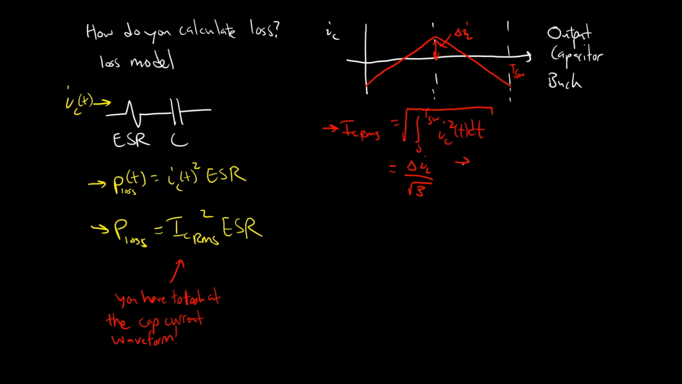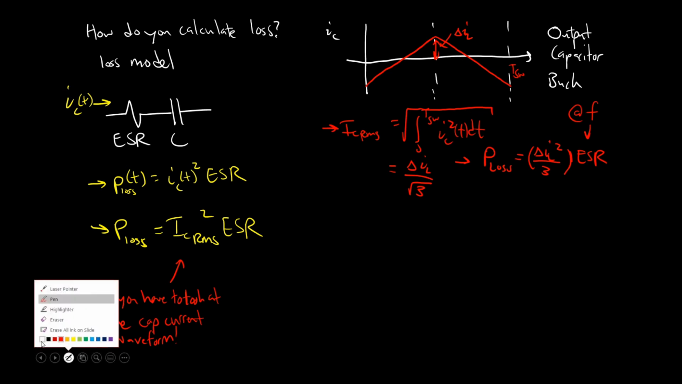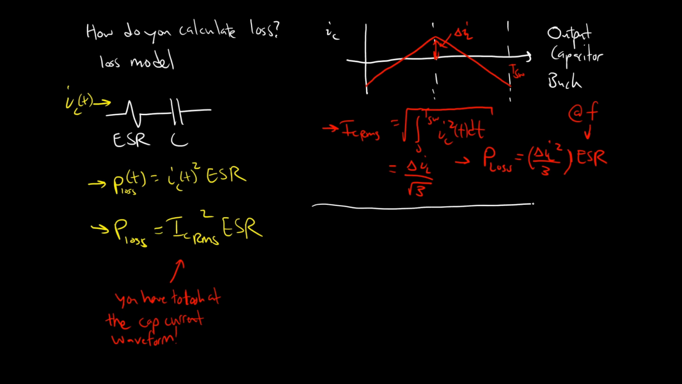And as a result, the P loss for this capacitor in this context, this model, is delta IL squared over 3, right? I just squared both things, times ESR. And you can choose the frequency that this is happening at, some F. Cool. So that's the simple way of calculating loss for a capacitor, right? You look at the ESR and look at the current going through it. Find the RMS, square it, multiply it by the ESR, and you have the loss.